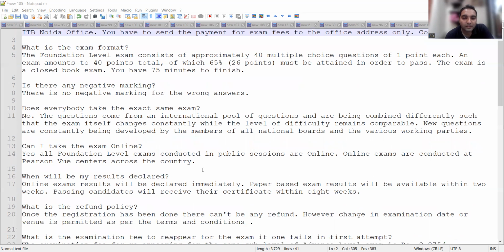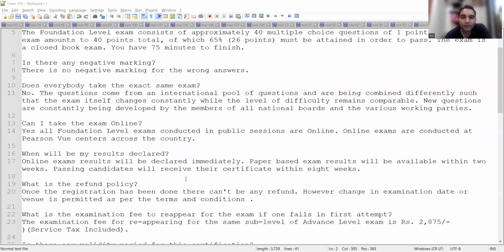When will the results be declared? So results will be declared immediately at that particular moment itself, right? Okay, and if you have given a paper-based exam, then it will be available within 2 weeks. And the certification you will receive within 8 weeks. And there is no refund policy. Okay, so that is important.